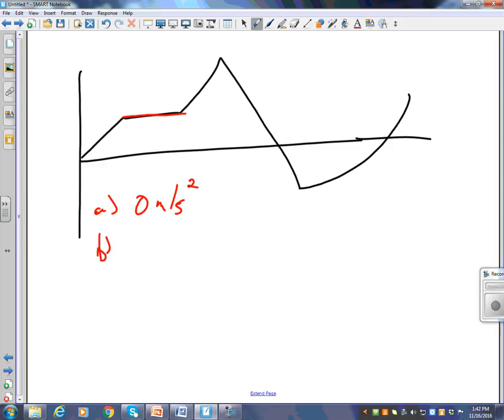A bar from 11 to 15. 11 to 15, I think, is this part here, right? So again, it's a slope thing. So it's going to be 2 minus a minus 2 all over 15 minus 11, which is 4 over 4, which is 1 meter per second squared. Right? You're just finding the slope there.